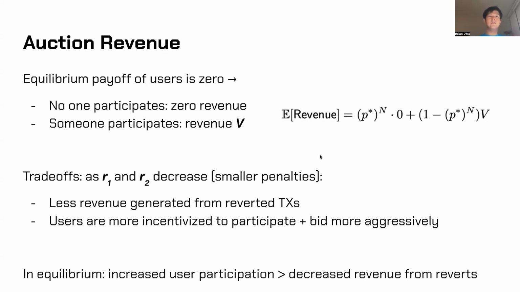exploited times its value. And the main trade-off, as you can see here, is that as R1 and R2 decrease, which means you have smaller penalties for reverted transactions, on one hand, you get less revenue from these reverted transactions, but on the other hand, users are now more incentivized to participate. And when they do participate, they will bid more aggressively. So in our equilibrium, this second force of increased user participation and more aggressive bidding is going to outweigh the decreased revenue made from reverts themselves.